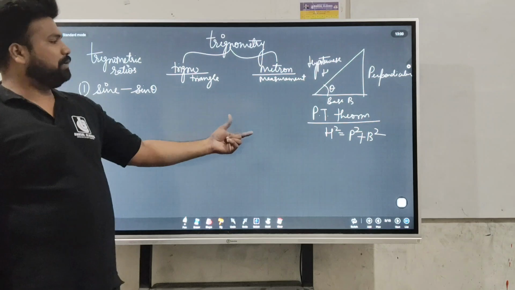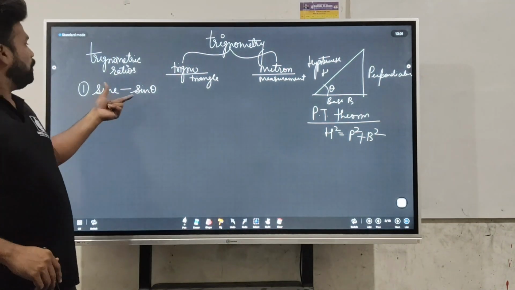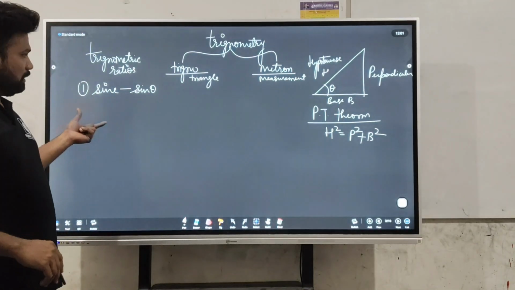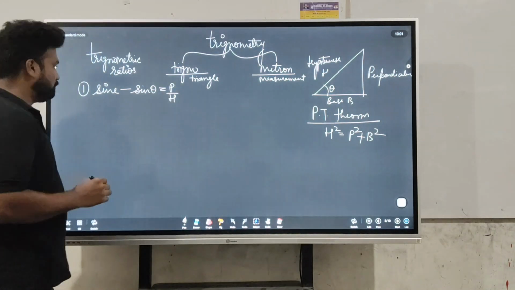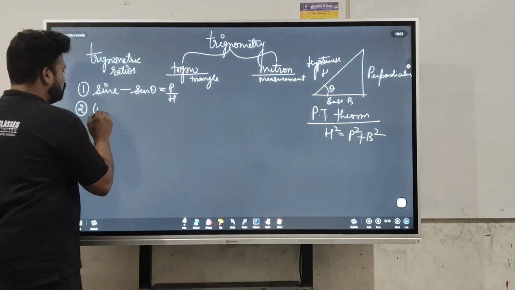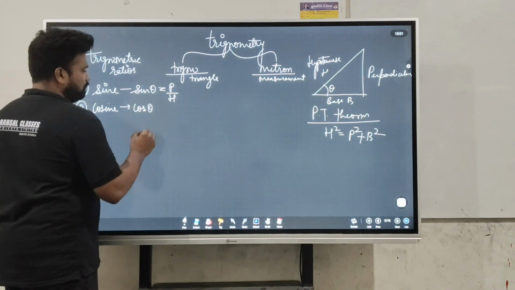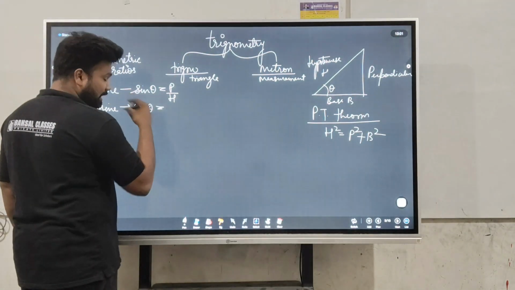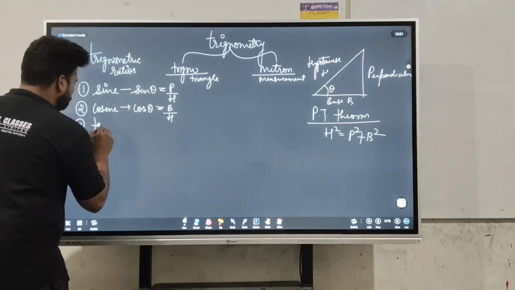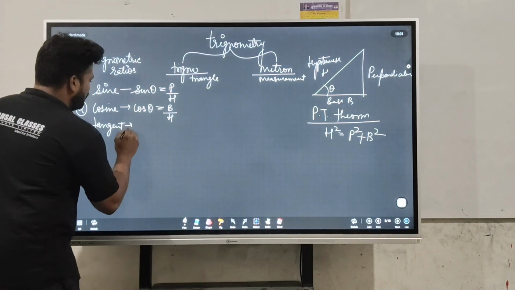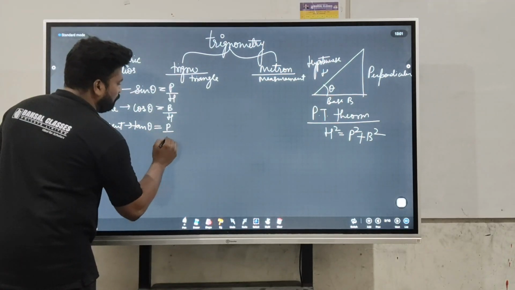In the Pythagoras theorem we already studied this relationship, and now in the trigonometric ratios, the sine of any angle theta is the ratio of the perpendicular and hypotenuse. The second ratio is cosine, abbreviated as cos theta, and it is the ratio of the base and hypotenuse. Then the third is tangent, abbreviated as tan theta, and it is equal to perpendicular upon base.